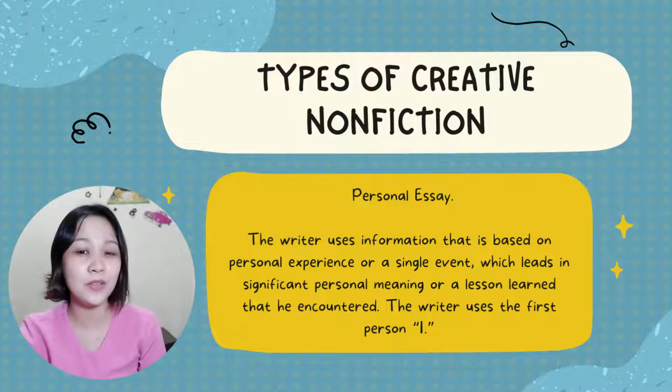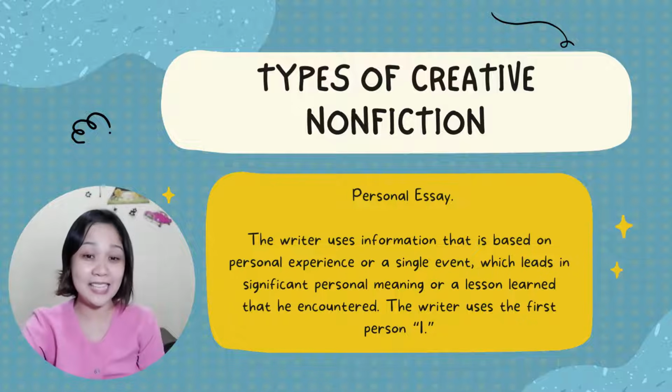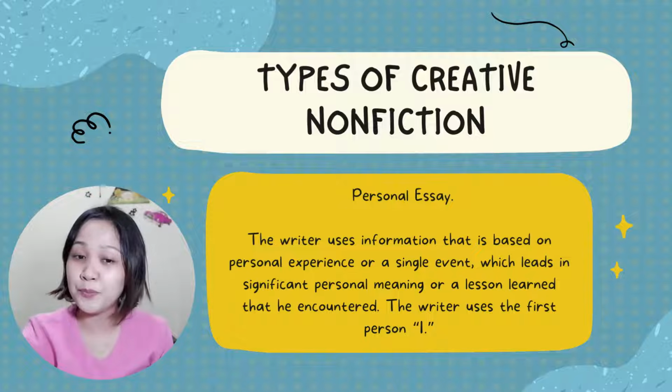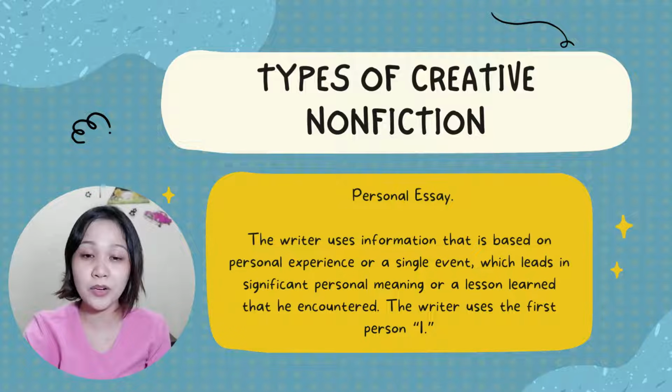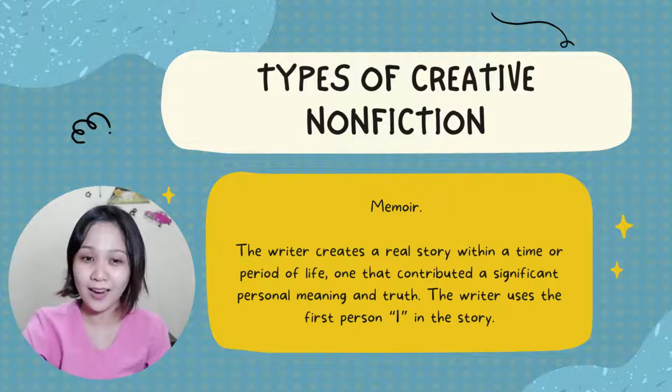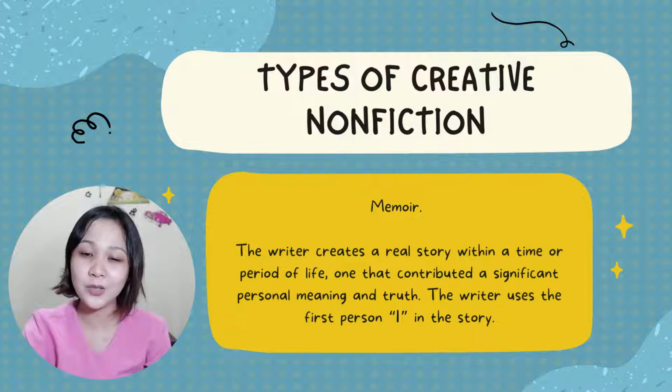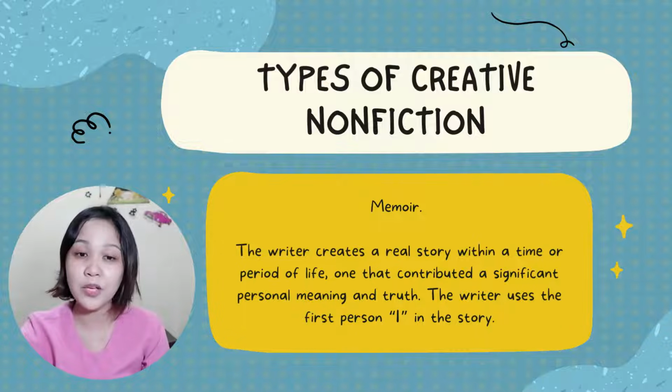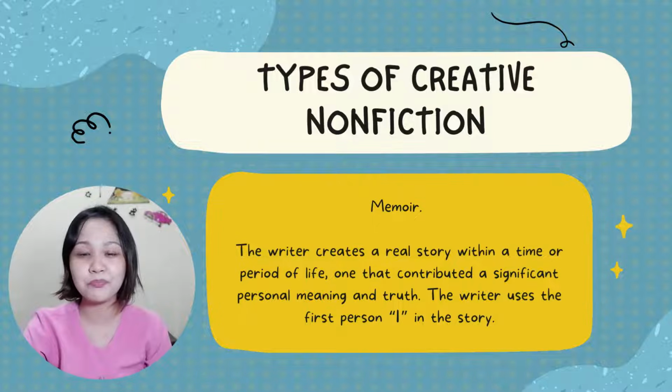Types of creative nonfiction. Personal essay. The writer uses information that is based on personal experience or a single event, which leads to significant personal meaning or a lesson learned that he encountered. The writer uses the first person, I. Memoir. The writer creates a real story within a time or period of life that contributed a significant personal meaning and truth. The writer uses the first person, I, in the story.